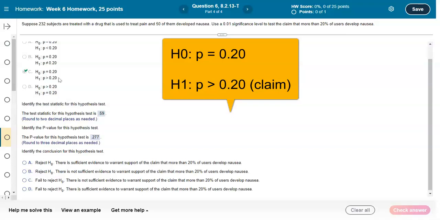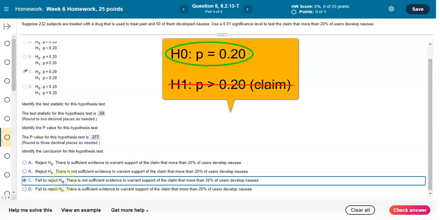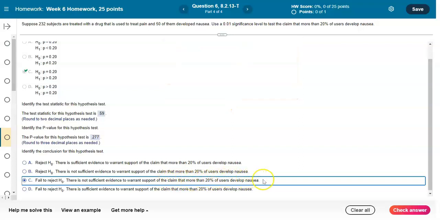We have just decided to fail to reject the null hypothesis. We are not going to reject the null hypothesis. As far as we're concerned, that statement could be true. If I did not reject the null hypothesis saying that the proportion was equal to 20%, then I have not supported the claim that the proportion is greater than 20%. So looking down here, we would choose letter C. We failed to reject the null hypothesis. There is not sufficient evidence to warrant support of the claim that more than 20% of users develop nausea.